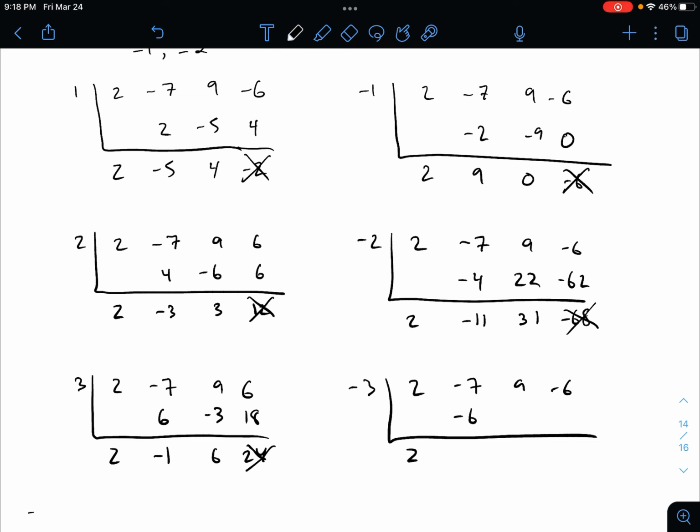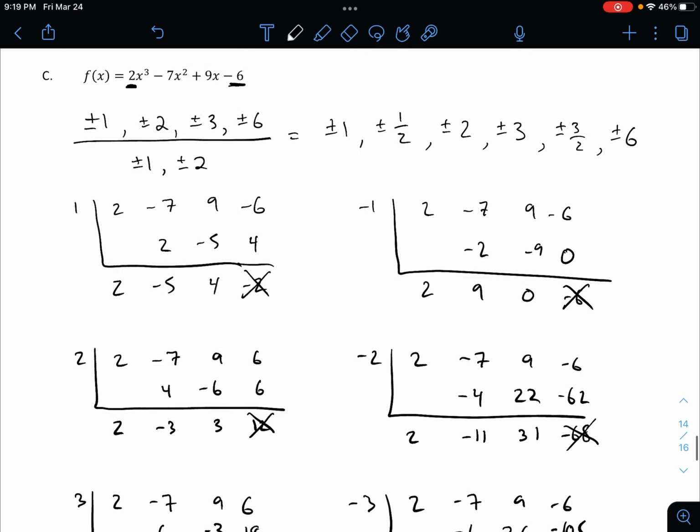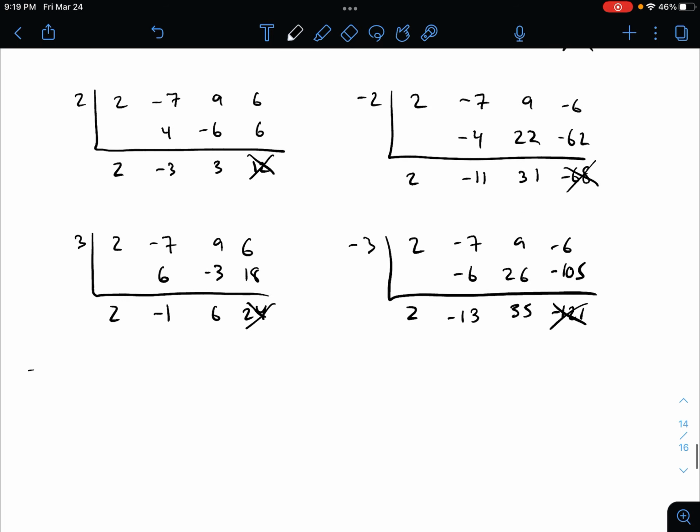Bring down the 2. Multiply. We add. We multiply. We add. We multiply. I already know this isn't going to work, right? That's -105, -121. That's no good. So let's try the 6. How about? All right, so 6.